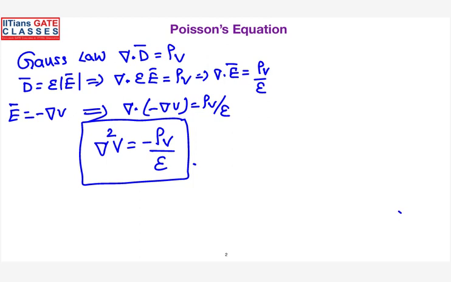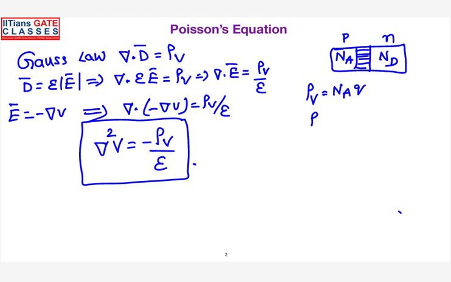The application of Poisson's equation you can find in your electronic devices and circuit theory. Suppose you have a PN junction diode, and this is your depletion region. Because the P side is full of acceptor atoms and the N side is full of donor atoms, you know the charge density: on the P side it is Na times Q, and on the N side it is Nd times Q. Once you know the value of rho v, and let us say the potential varies in the x direction, after solving Poisson's equation, what will you get?